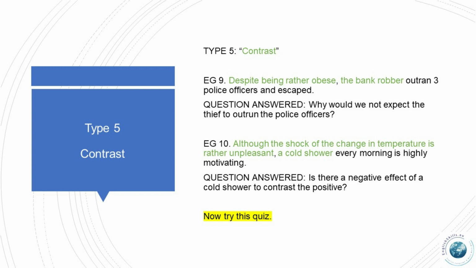Example 10. Although the shock of the change in temperature is rather unpleasant, comma, a cold shower every morning is highly motivating. So the question answered here. Is there a negative effect of a cold shower to contrast with the positive? Bit more complicated, but if you just think about it in terms of why would we have a cold shower if it is such an unpleasant feeling in the morning and it shocks us? Well, because that shock is highly motivating. There you go.